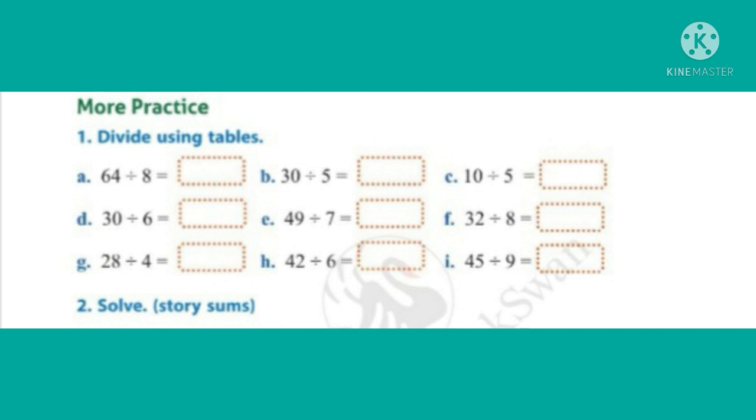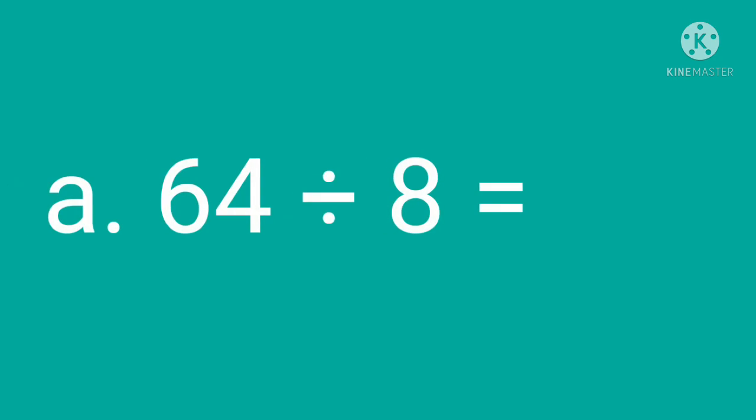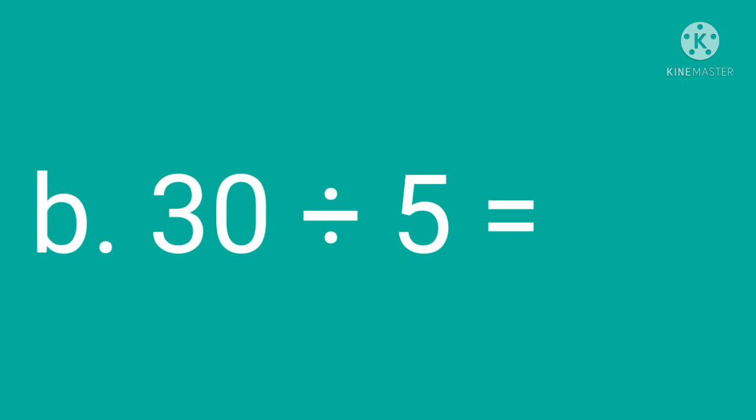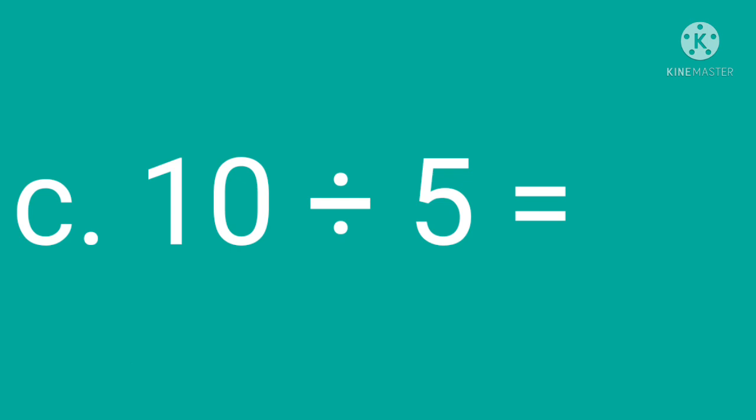So shall we do? Okay, so the first one, 64 divided by 8. What is the answer, children? Yes, it is 8. 8 8s are 64. We know that. Now the second question, 30 divided by 5. 5 6s are 30. So the answer is 6. Question C, 10 divided by 5. Very easy question. 10 divided by 5 equals 2.